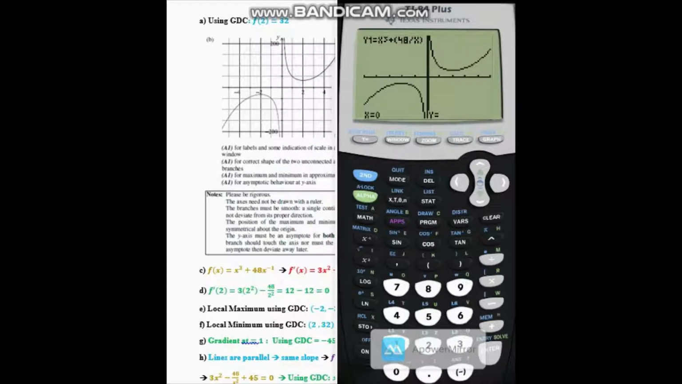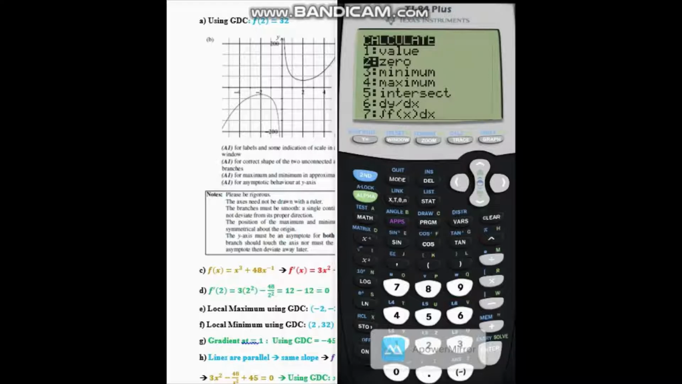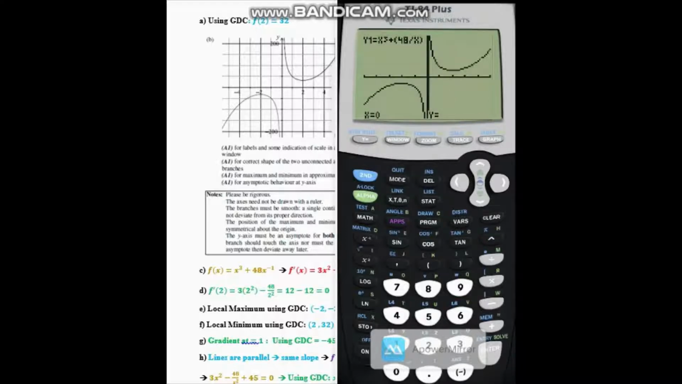The way to do this on the GDC is as follows. Second, trace dy by dx, and you enter the given x value 2, and the calculator tells you that the gradient is a number times 10 to the power of negative 6. So a number times 10 to the power of negative 6 is 0.0000002, for example. So this is the calculator's way of telling you that the answer is 0. It's a very, very small number, which means that it's 0.